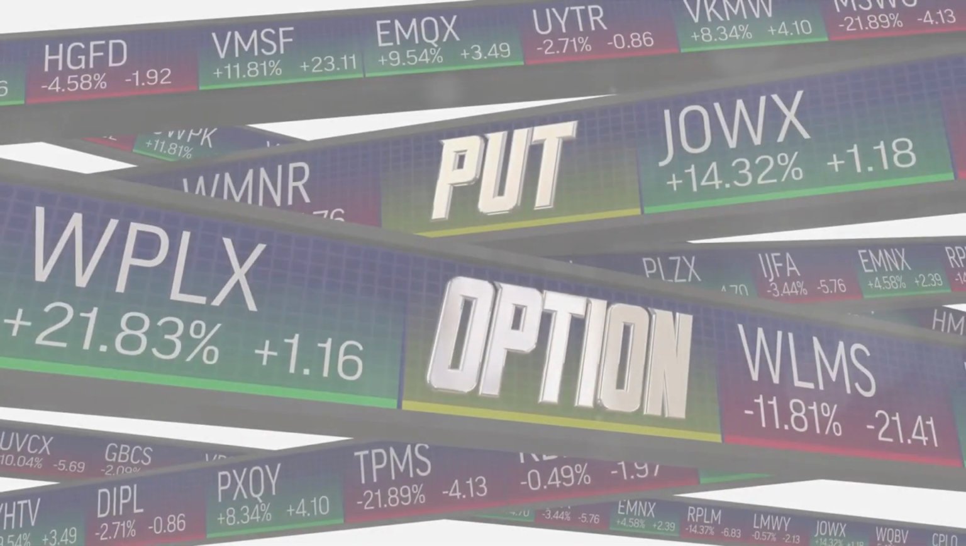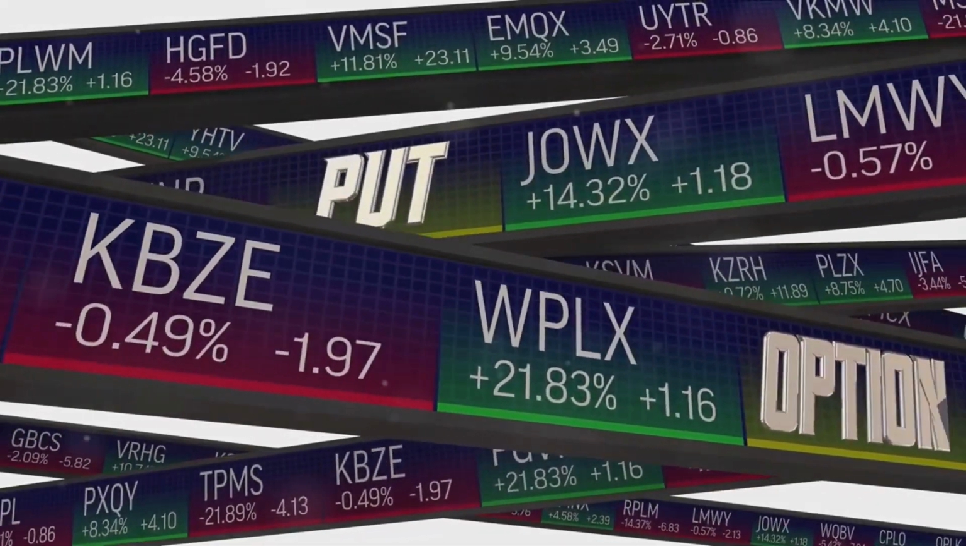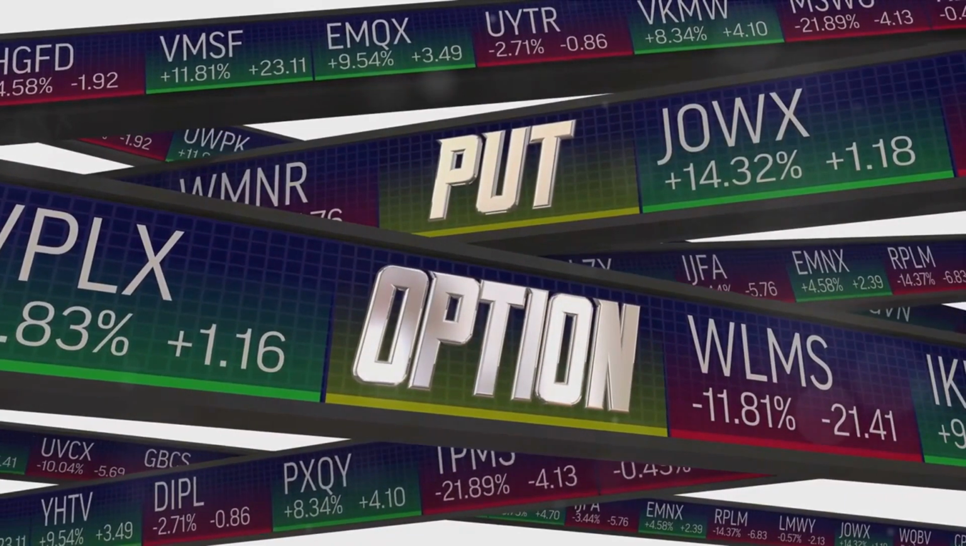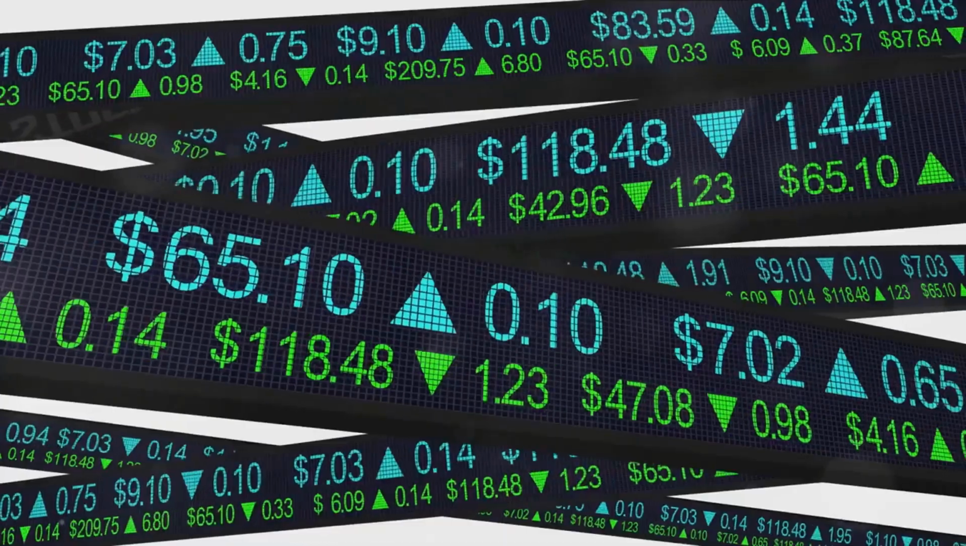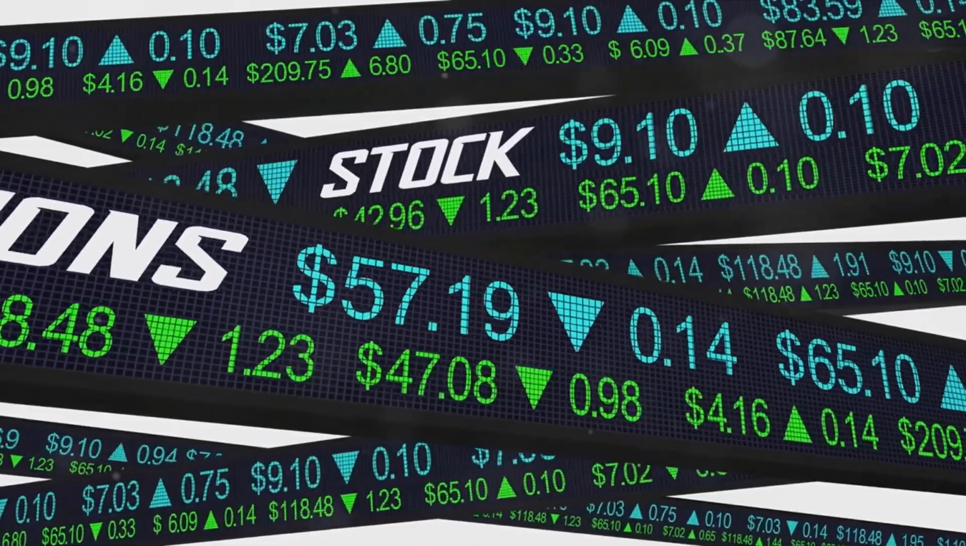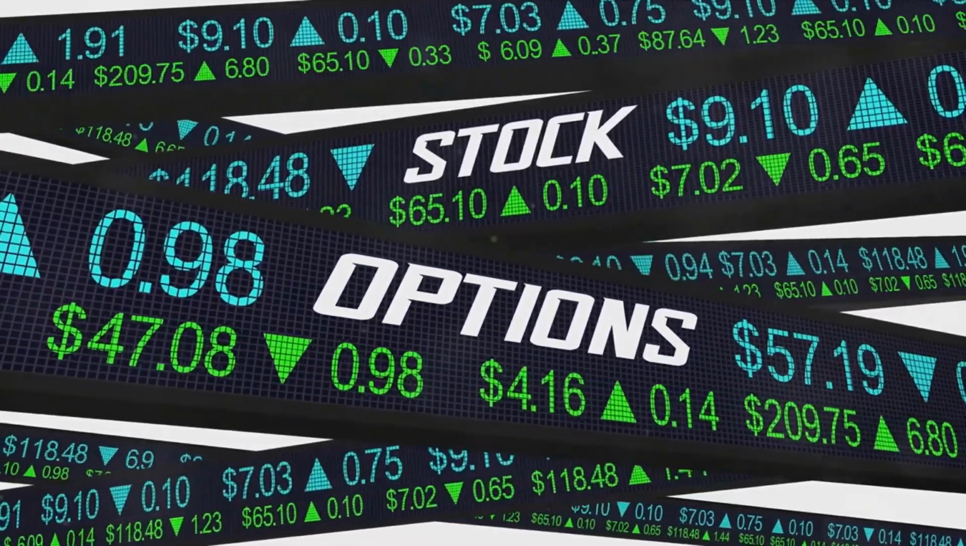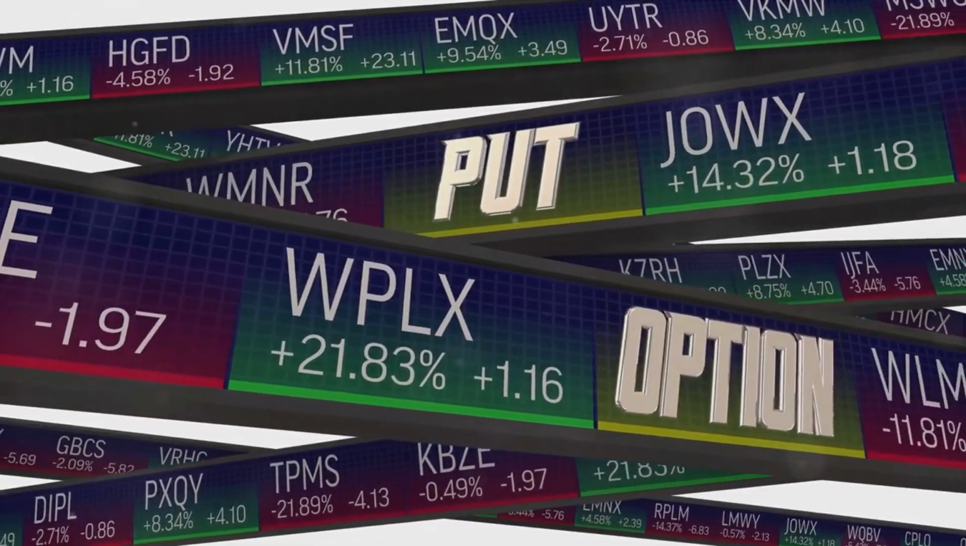First up, we have Delta, the mover and shaker of options. This Greek is all about sensitivity, specifically the sensitivity of an options price to changes in the price of the underlying asset. In simpler terms, Delta is like a crystal ball, giving us a glimpse of how much the options price might move in response to a 1-point move in the underlying stock.